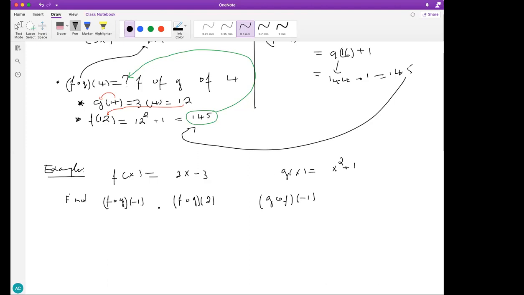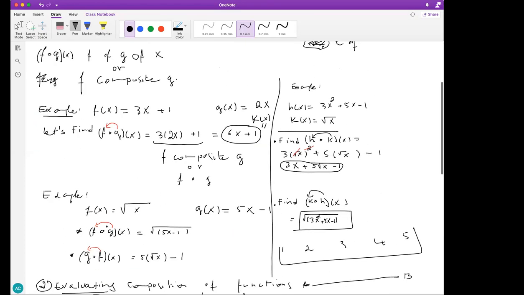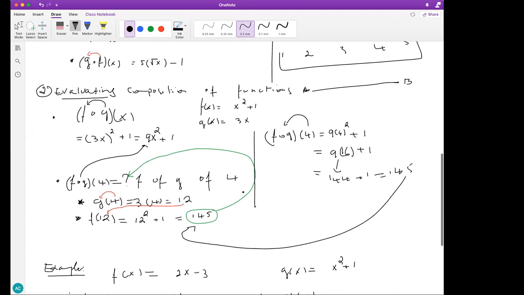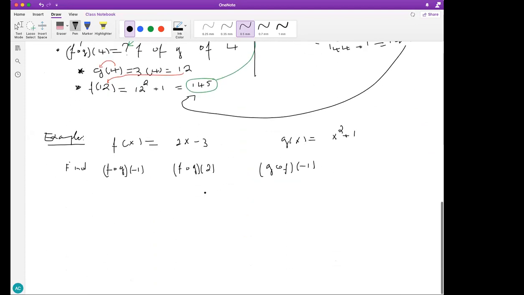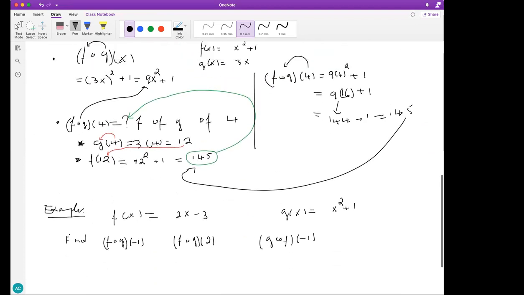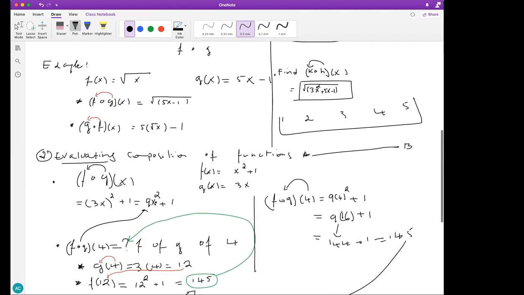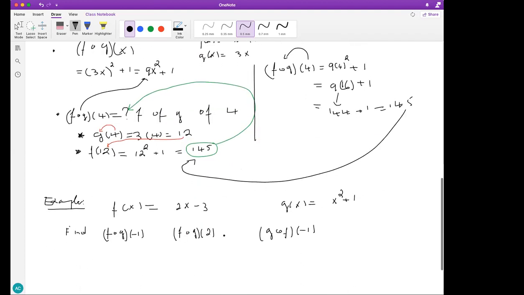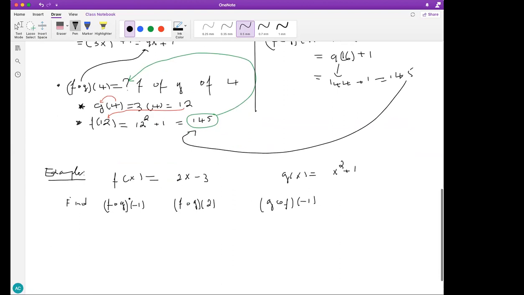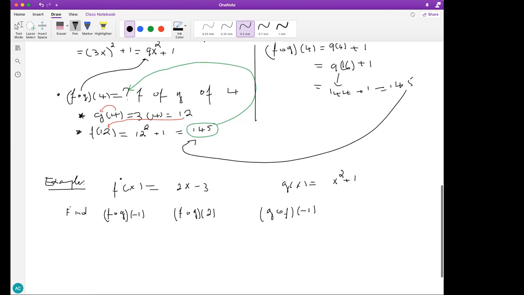So notice we have values here. So you don't have to find the composition unless you have x. If you have x here, then you can do this to find the composition. But luckily here we only have values, so we can do it the easy way. Or if you prefer to find the composition first like we did, and then use the composition to plug the values into it, that's also fine. Okay, let's evaluate this first one, f of g of negative 1. How do you do that? What do you find first?